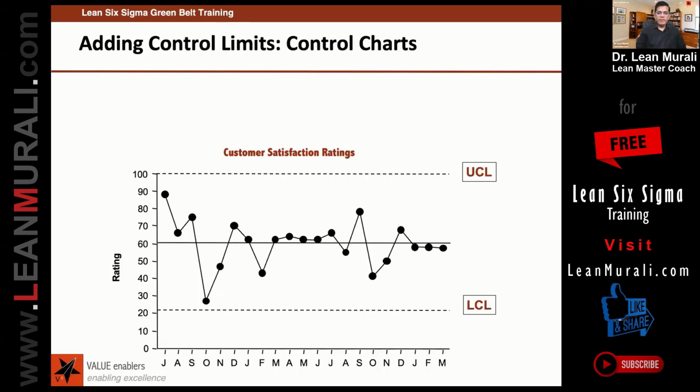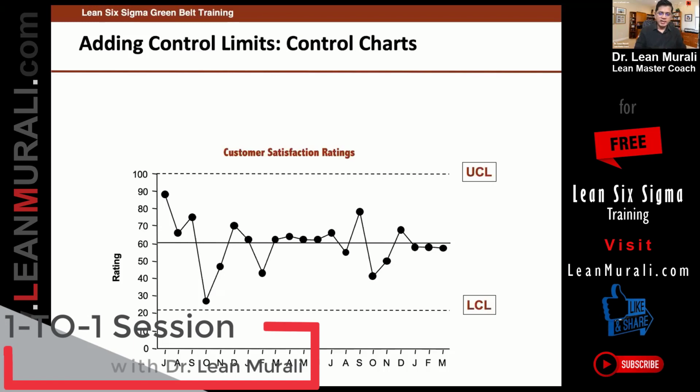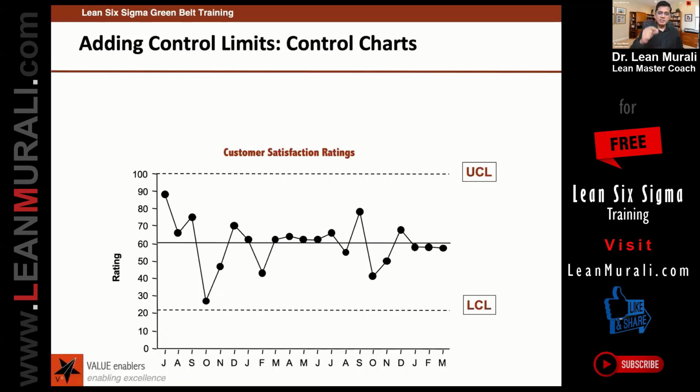Now, this upper control limit and lower control limit are derived from the data points. They are derived from process data and are not established by people. These are notes you must take. The specification limits are established by the customer or people, whereas the control limits are determined by the process. This is very important.